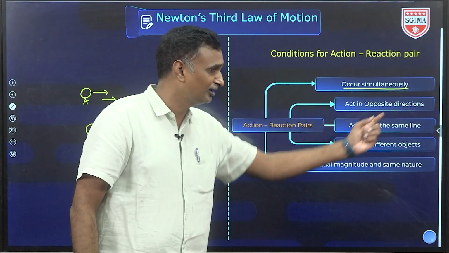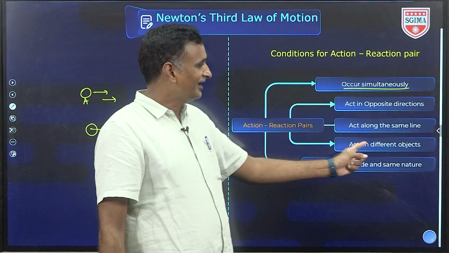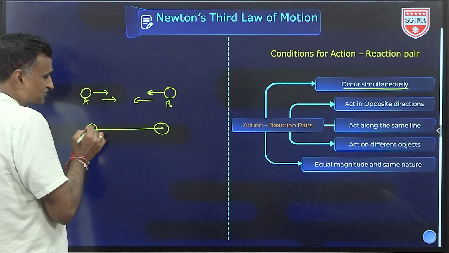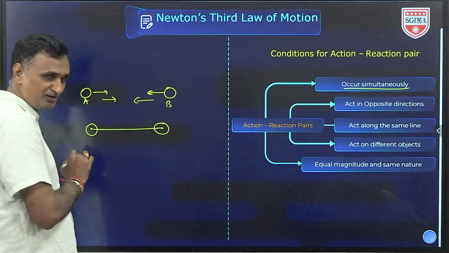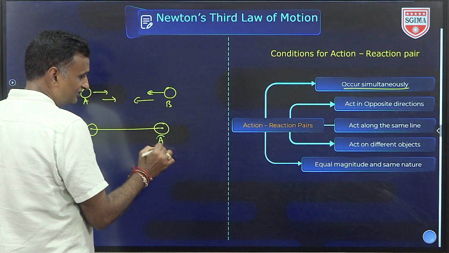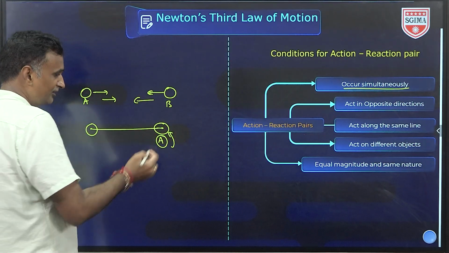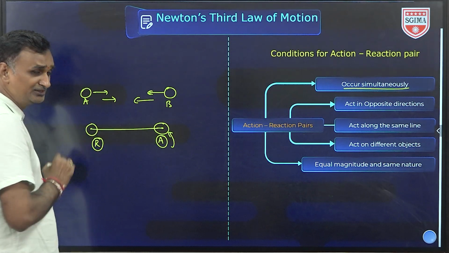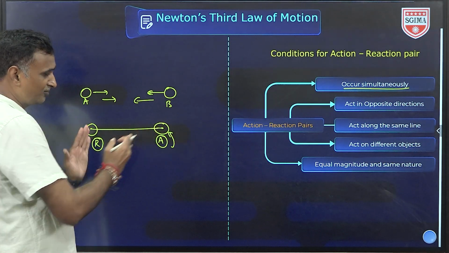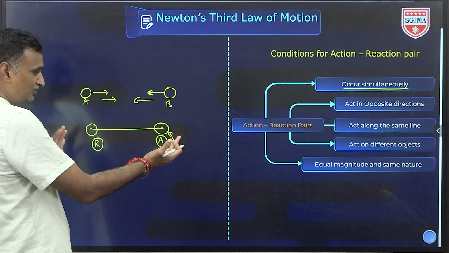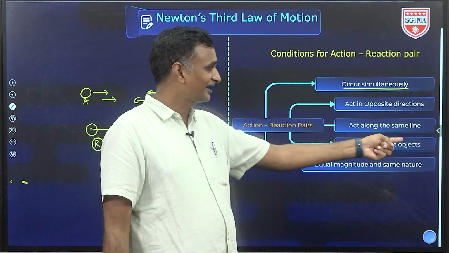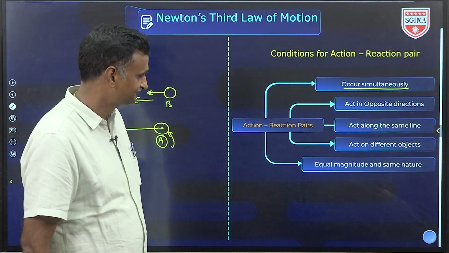They act along the same line and act on different bodies. Let us understand. The first one exerts an action on the second body, then the reaction is exerted on the first body. So, two different bodies are there. Action is on one body, reaction is on a different body. That explains acting on different objects.